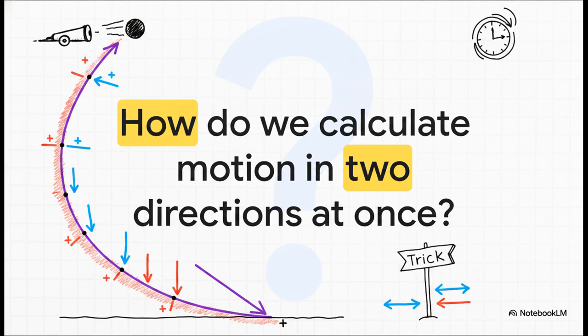The horizontal motion is pushing it out, right? While the vertical motion is aggressively dragging it down, creating this swooping curved path. And trying to calculate that entire curve all at once, it just looks overwhelmingly complicated. But don't worry, we've got a brilliant trick for this.